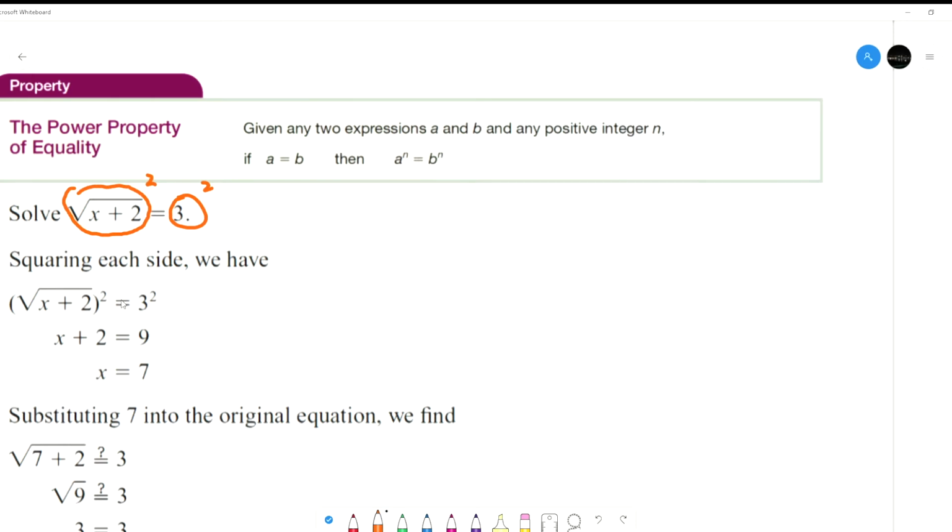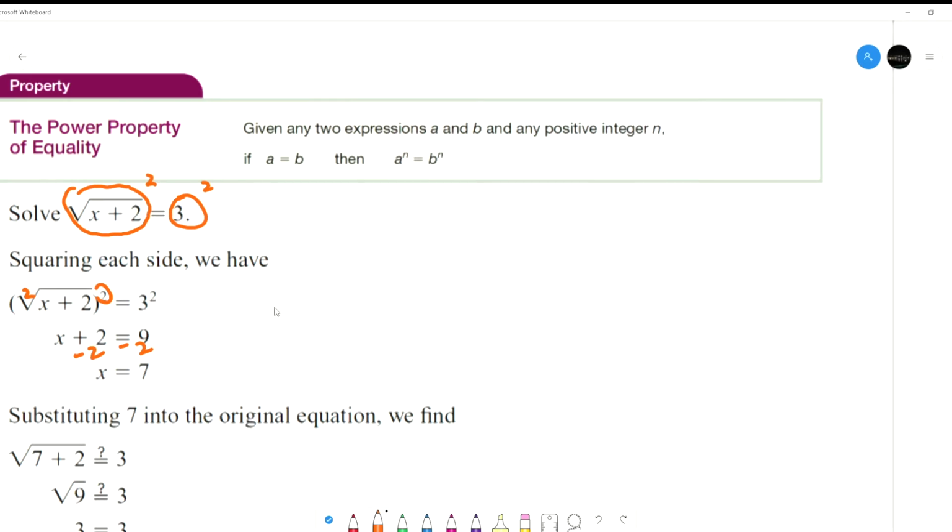So if you square both sides, the square root and the square cancel each other out. So we have x plus 2 is equal to 3 squared, which is 9. Then we can solve for x by subtracting 2 from both sides. So we subtract 2 and we get x is equal to 7.